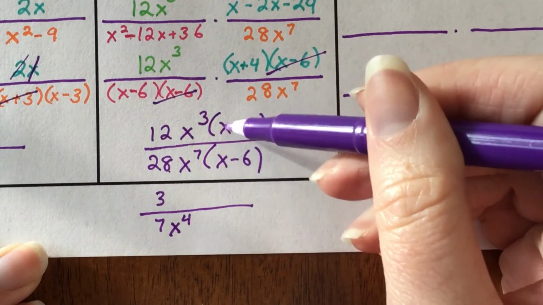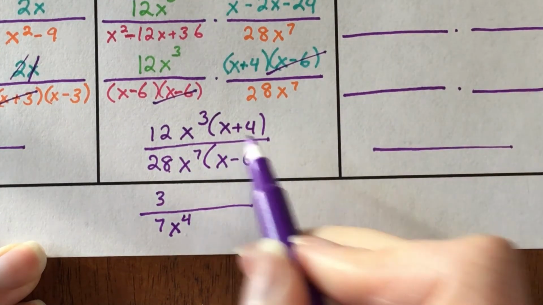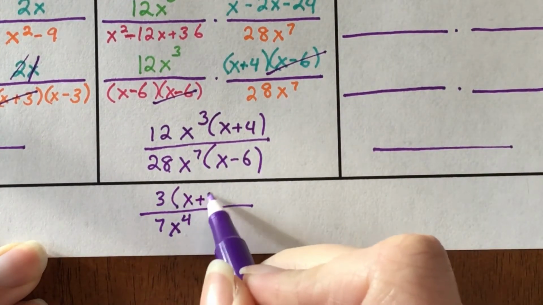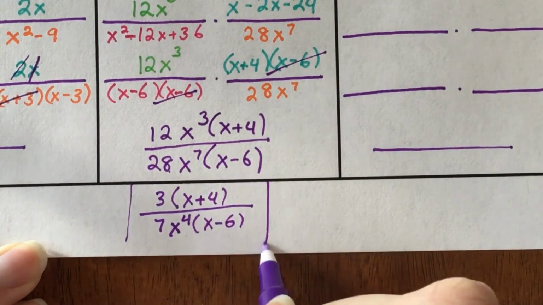These x's do not simplify because they are part of a set of parentheses, they're part of a factor. So let's just copy down x plus 4 on top and x minus 6 on the bottom for our final answer.